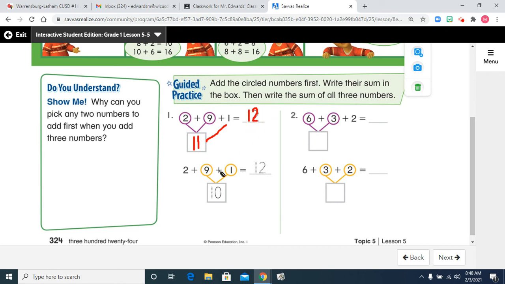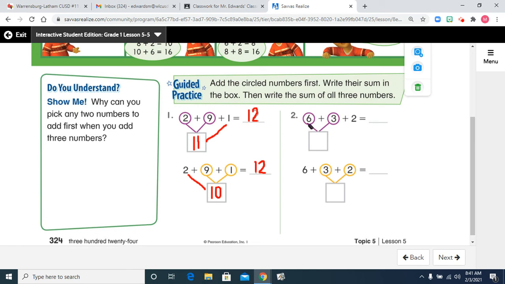Okay, now they did it a different way down here. Instead of 2 plus 9 first, they did 9 plus 1, which we know that 1 more than 9 is 10. And then the last two numbers we have to add are 10 plus 2. And we know that 10 plus 2 equals 12. So we have the same sum. We just picked two different numbers in each equation, but still got the same answer. Okay, try number 2 on your own.